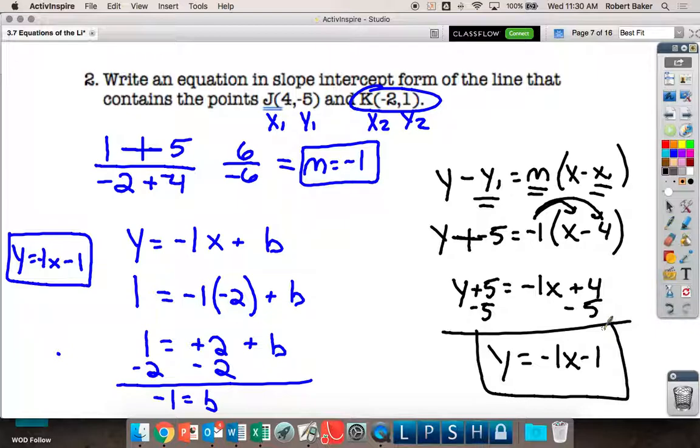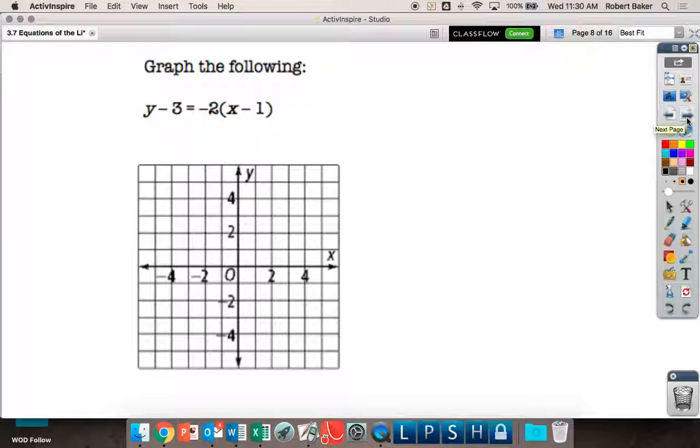Look at all that beautiful math, all to find one stinking equation. And your calculator will do all that for you too, won't it? Bless you.